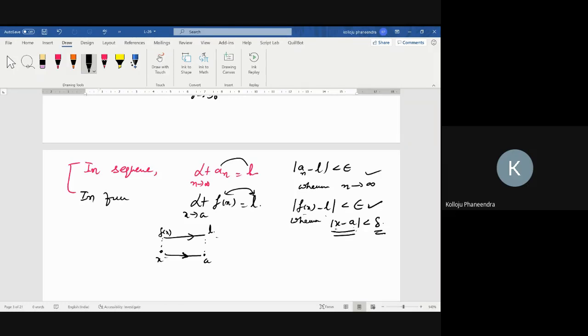Same logic here also. When n is moving towards infinity, going to larger values, the difference between a and L is very small. Okay, just a rough idea.